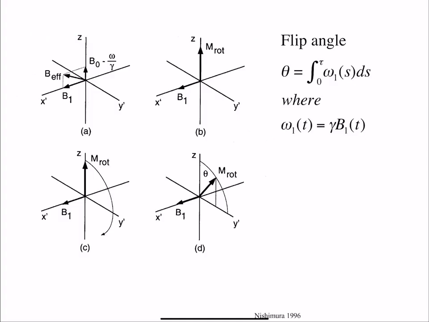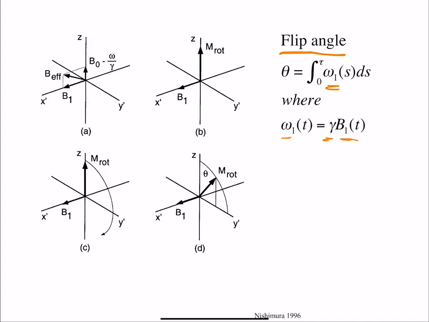So it turns out that the flip angle is essentially given by the frequency of precession integrated over the time we're applying the B1 field. This is a concept we'll call the flip angle, which is how much we should flip the spin down. And the frequency is going to be given by gamma times B1 of t.